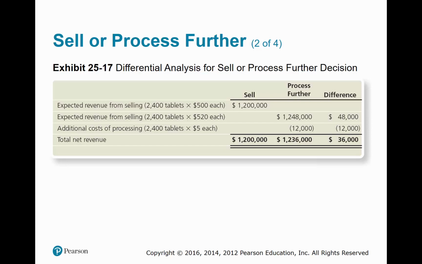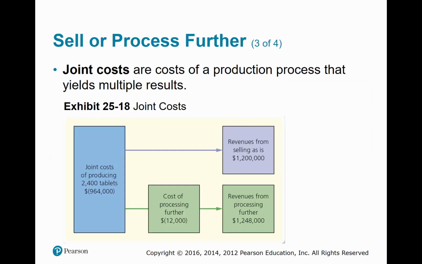So again, you do a differential analysis. You say, here's my expected revenue if I just sell it. Here's my expected revenue if I sell it processed further. You can see that increased the revenue. Here's the additional costs of processing. So in this case, it's better to process it further. You're going to make more money than you would have by just selling it as it is.